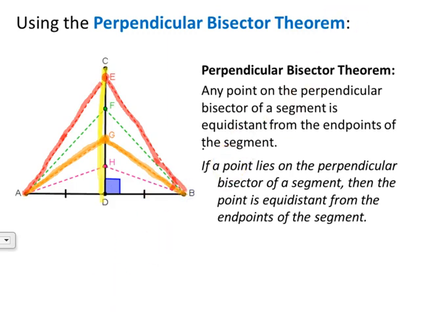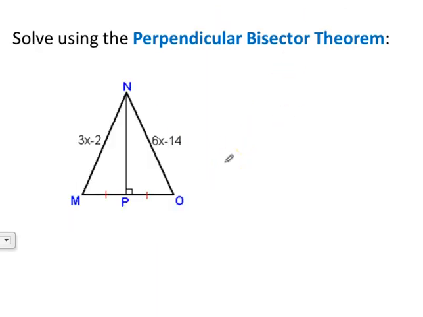So let's look at that applied in a problem. All right, so we're going to use the perpendicular bisector theorem to solve this problem. We want to solve for x, by the way, that's what we want to do here. I've got the length of MN, this segment length here, represented by 3x minus 2. Then we've got another segment length that is represented by 6x minus 14. So how can I solve for x?